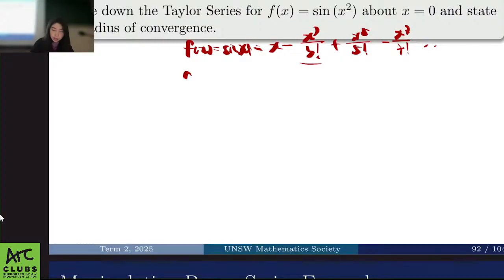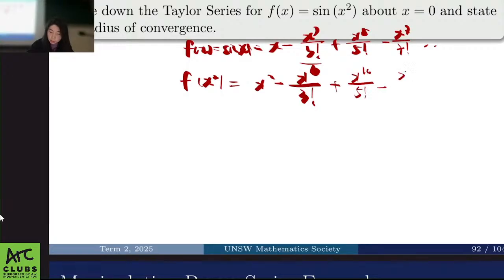Right, so we can actually just sub in x squared for x. So this is going to become x squared minus x to the power of 6 over 3 factorial plus x to the power of 10 over 5 factorial minus x to the power of 14 over 7 factorial, and so on. And state its radius of convergence.